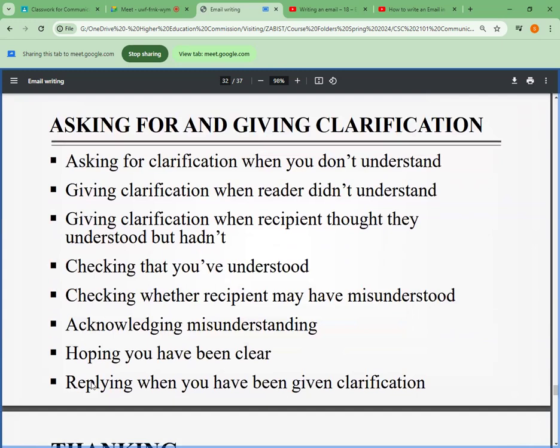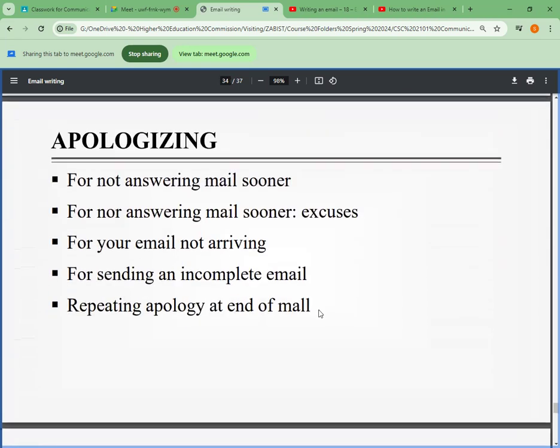Then asking and giving clarification is a very common utility of email writing: asking for clarification when you do not understand, giving clarification when the reader did not understand, acknowledging the misunderstanding, etc. All these things are there.